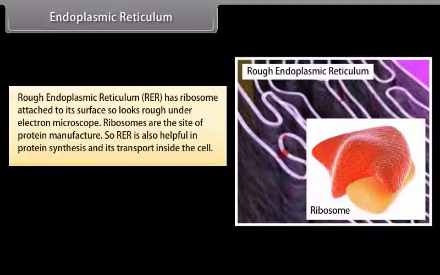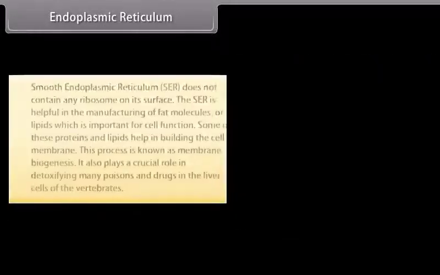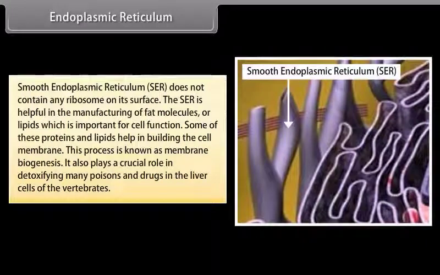Ribosomes are the site of protein manufacture, so RER is also helpful in protein synthesis and its transport inside the cell. Smooth endoplasmic reticulum, SER, does not contain any ribosomes on its surface. The SER is helpful in the manufacturing of fat molecules or lipids, which are important for cell function. Some of these proteins and lipids help in building the cell membrane. This process is known as membrane biogenesis. It also plays a crucial role in detoxifying many poisons and drugs in the liver cells of the vertebrates.